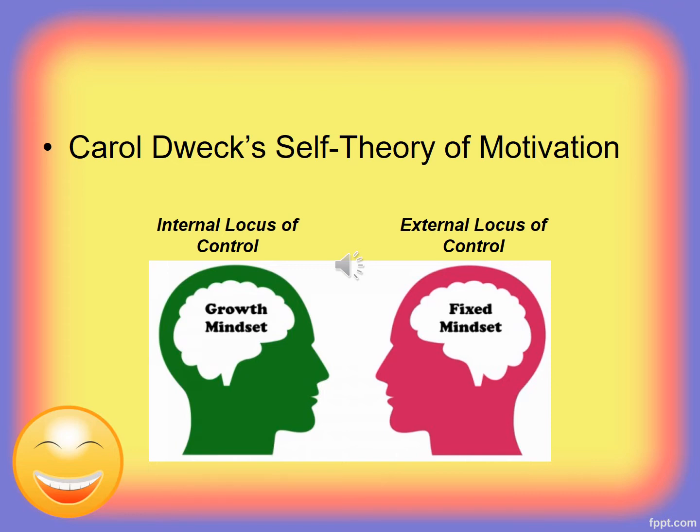Whereas for those people with the fixed mindset, they are more towards the external locus of control. They believe that their success or failure relies on other people, on the external environment, or on the luck they have. So they can't do anything to change their life. So what will happen to them is they will have learned helplessness and they will stop trying.